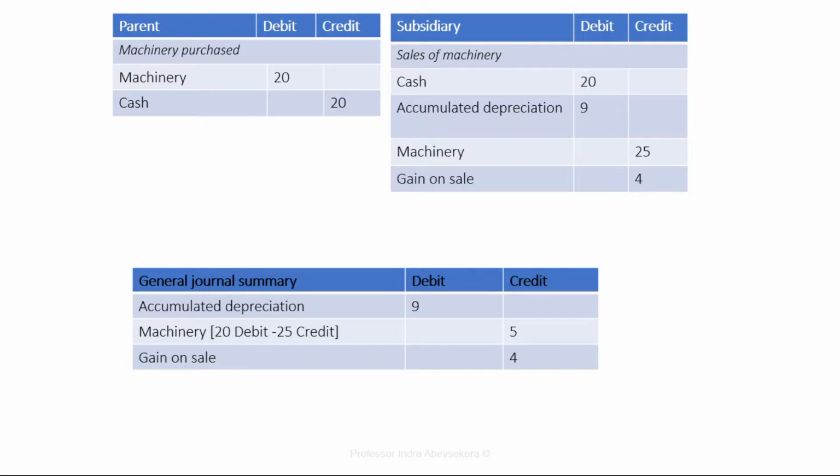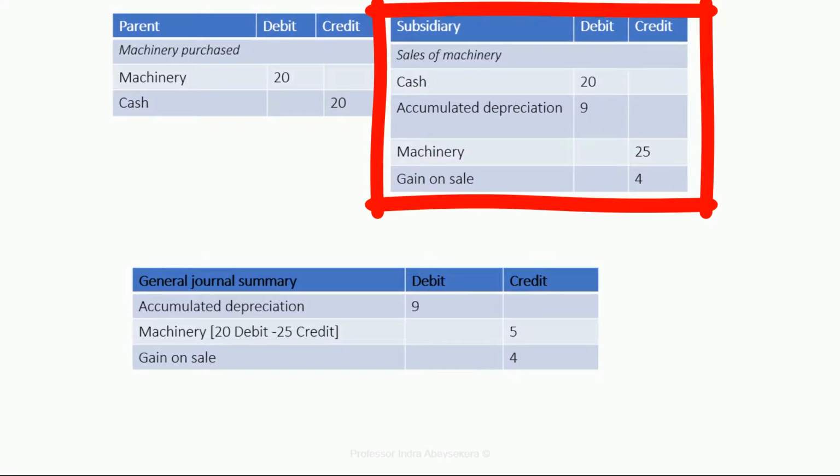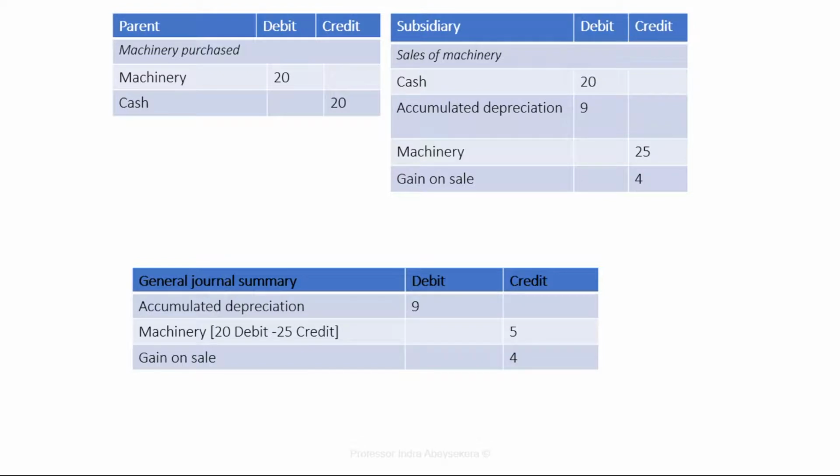If we look at it from a general journal perspective, from the subsidiary's perspective, the subsidiary had an asset which it sold. So we reverse accumulated depreciation by debiting 9 and reverse machinery by crediting 25 to prepare it for the sale. For the asset, the subsidiary received 20 million with a gain of 4 million. The parent recorded that machinery at 20 million by paying cash of 20 million.